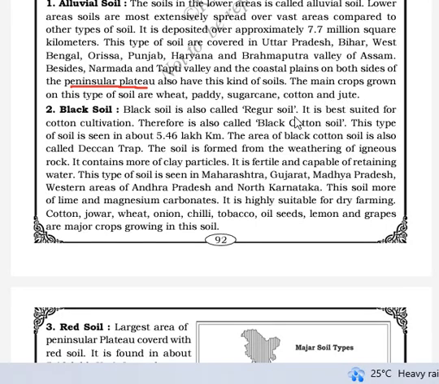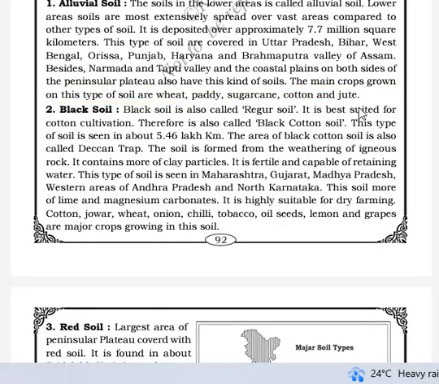Now let's have a look at the crops which can be grown on the alluvial soil. The crops which can be grown on alluvial soil are wheat, paddy, sugarcane, cotton and jute. Just underline this line, this is very important. Sometimes a 1 mark question can come from here: name some crops which can be grown in alluvial soil. If you remember, you can easily write that wheat, paddy, sugarcane, cotton and jute can be grown in alluvial soil.